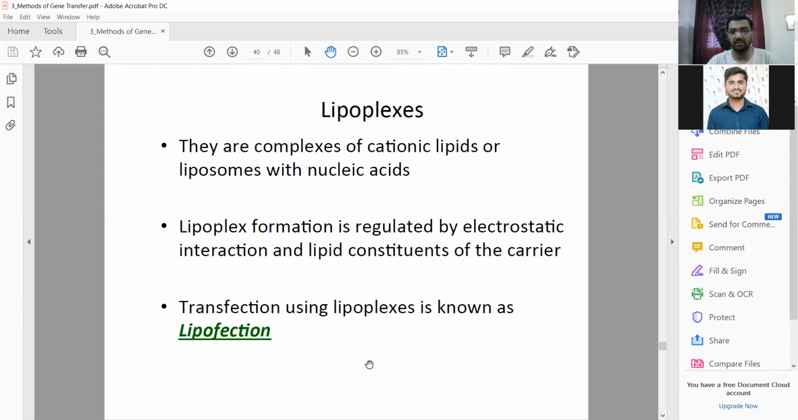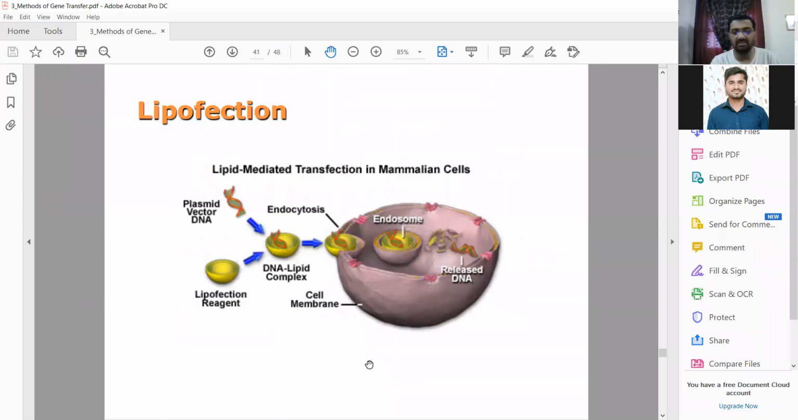Normally, transfection using lipoplexes is called lipofection, and we have different types of commercially available lipoplexes, which is Lipofectamine or Lipofectin. This is the process: we have a lipofection agent, and we have the plasmid vector DNA. We create a complex and then put it in the medium where the cells are growing.